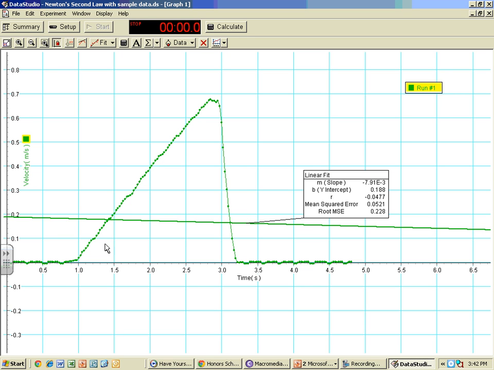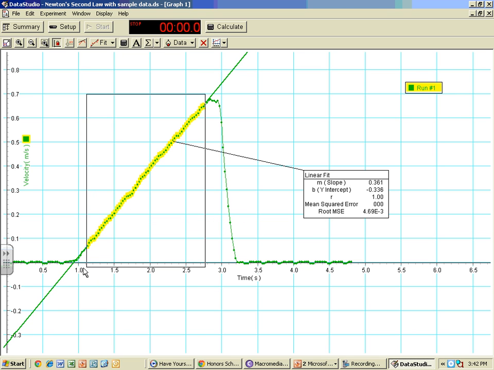Right? So those are kind of the three parts of the graph. Before it starts moving, then while it's accelerating, and again, you have to select this, then it's kind of moving constantly until you catch it and stop it. And the slope of the graph is the acceleration.